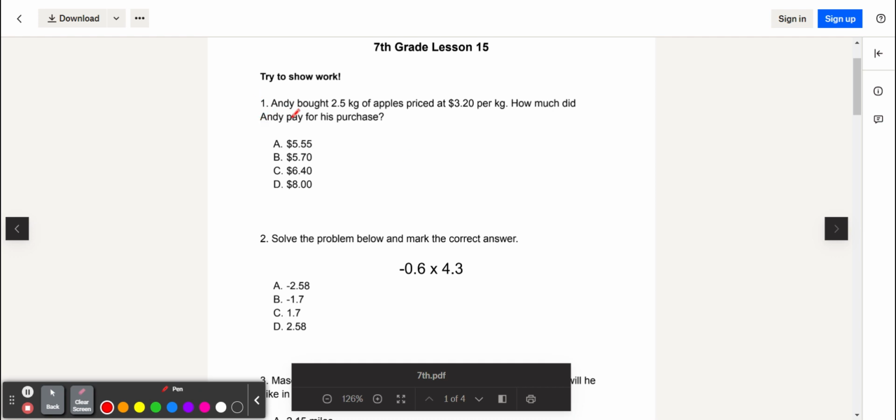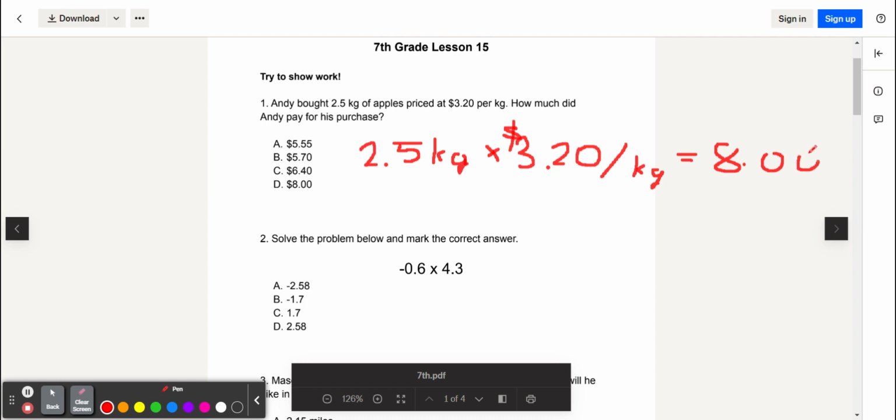So for our first problem, Andy bought 2.5 kilograms of apples, priced at $3.20 per kilogram. How much did Andy pay for his purchase? So this is a simple multiplication problem, because we have an amount of apples that he bought, and we know that it is $3.20 per kilogram. So we just need to multiply these values, because this is kilograms, and this is dollars per kilogram. And if we multiply this, then we will get our final answer of $8. Yes, $8, which is D.